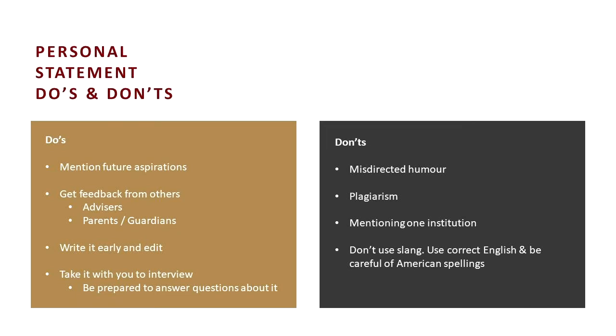I would also say if you're applying to more than one university, don't just mention the one institution, because on your application we can't see where else you've applied. But if you're talking about another university within your statement, it probably says to us we're not going to be your first choice. Use correct English and be careful of American spellings.